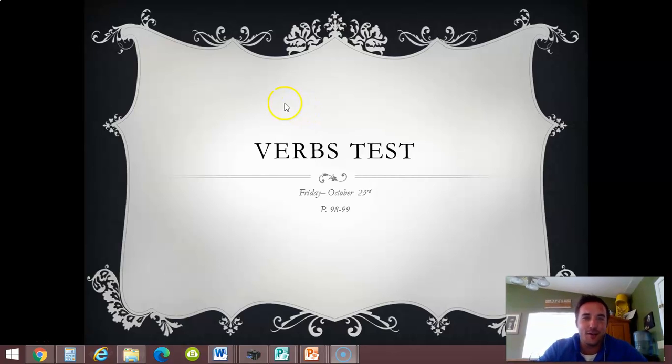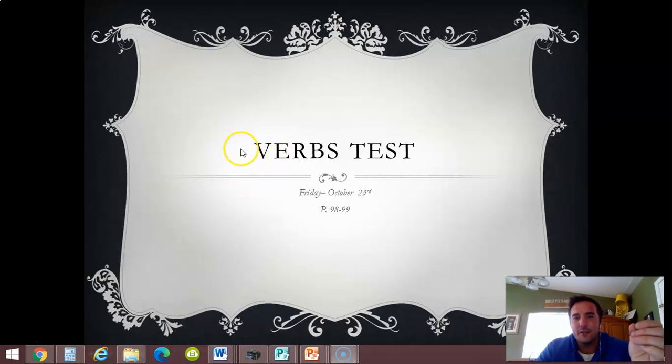Hey, you've seen correctly. This is the verbs test. However, if you're wondering why in the world we're going back all the way to page 98 and 99, to be honest with you, we spent a month on verbs. And so I know Friday is spelling test and seems to be a test day, but this test isn't going to be very long.